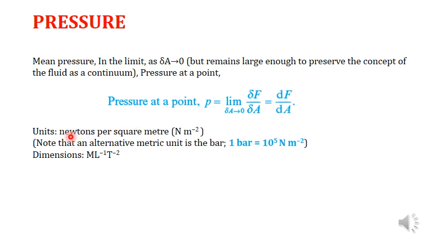That gives you the units in newtons per square meter. The alternate unit used for pressure is bar, which is 10 raised to power 5 newton per meter square. You must be familiar with this bar unit. Sometimes we measure our pressures in terms of newton per meter square, and sometimes in terms of bar. If we measure in bar, then it is 10 raised to power 5 newton per meter square, and its dimensions will be M L^-1 T^-2, the same as that of pressure.